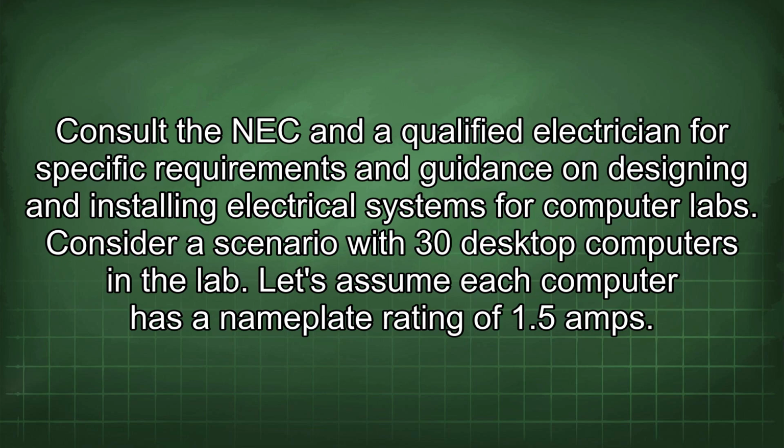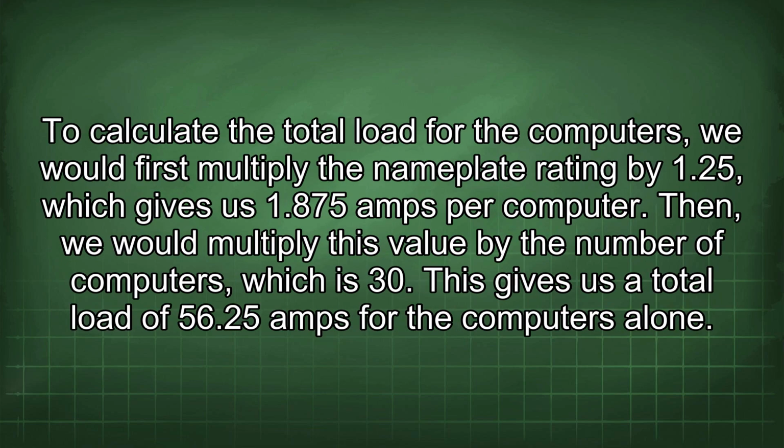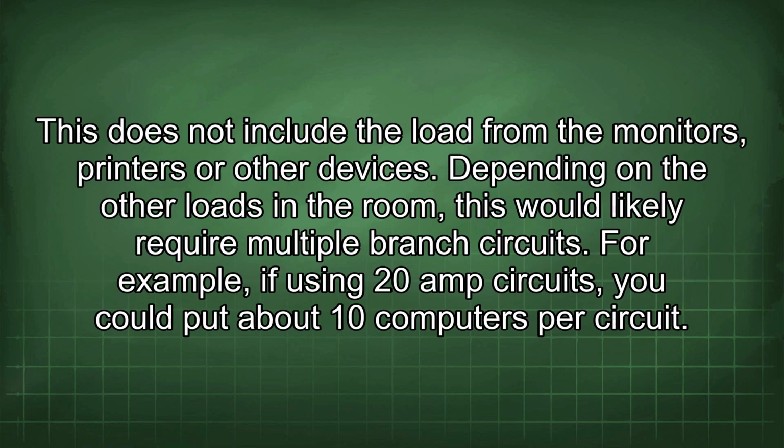systems for computer labs. Consider a scenario with 30 desktop computers in the lab. Let's assume each computer has a nameplate rating of 1.5 amps. To calculate the total load for the computers, we would first multiply the nameplate rating by 1.25, which gives us 1.875 amps per computer. Then, we would multiply this value by the number of computers, which is 30. This gives us a total load of 56.25 amps for the computers alone. This does not include the load from the monitors, printers, or other devices. Depending on the other loads in the room, this would likely require multiple branch circuits.